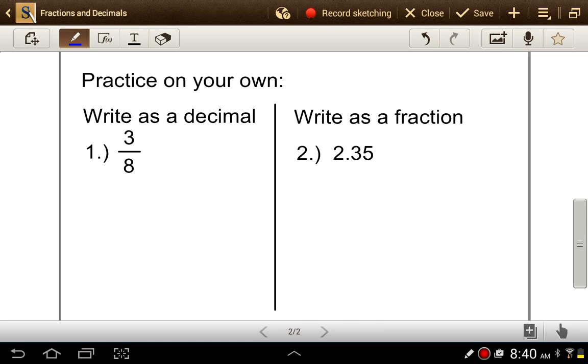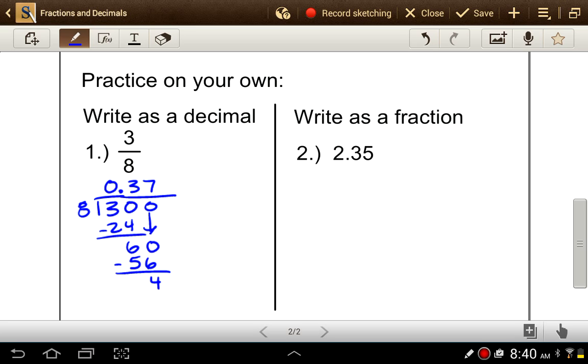Okay, you should be back, and hopefully you've got these done already. So I'm going to divide these. The 3 is going to go on the inside, the 8 is going to go on the outside. 8 does not go into 3, so that's 0. That becomes 30. 8 goes into 30 3 times. That is 24. I subtract, I get a 6. Bring down another 0. That is 60. 8 goes into 60 7 times. That is 56. Subtract.